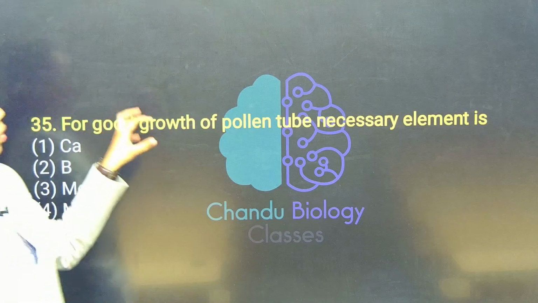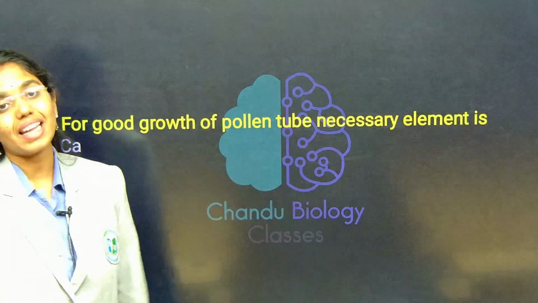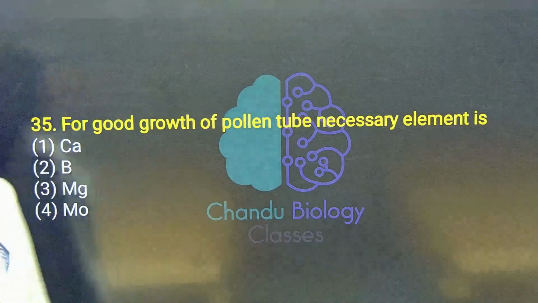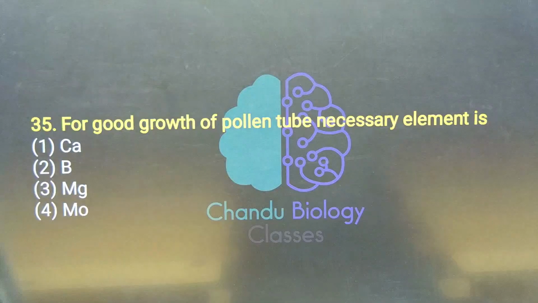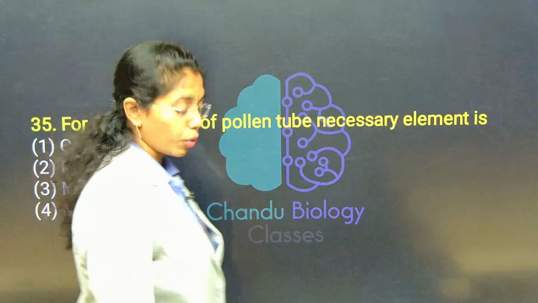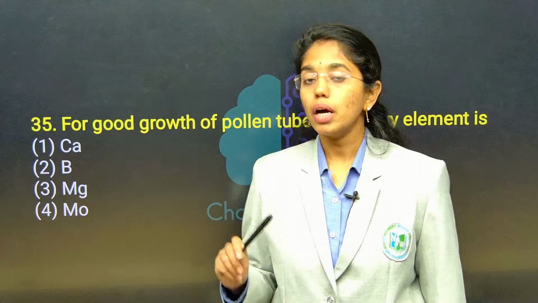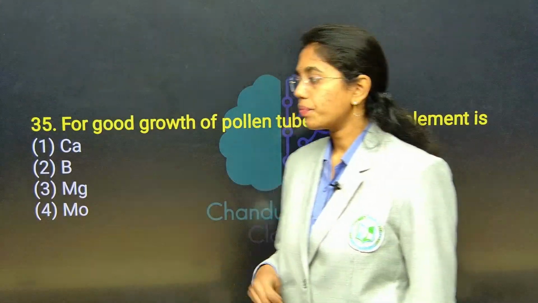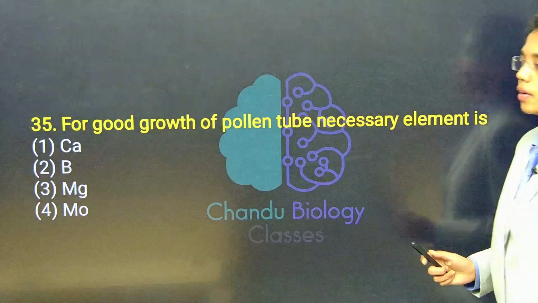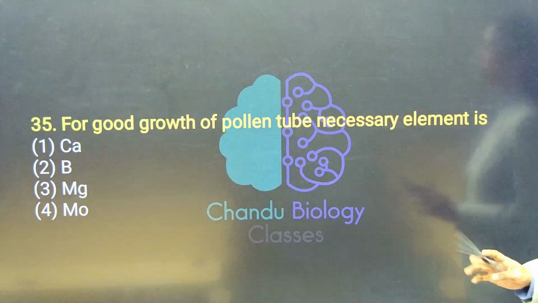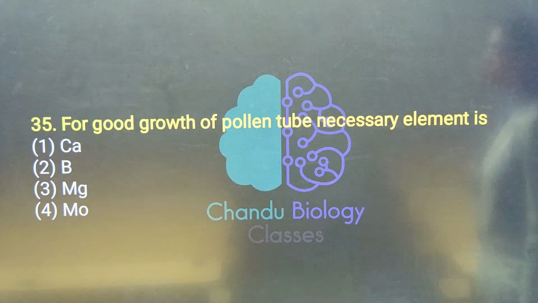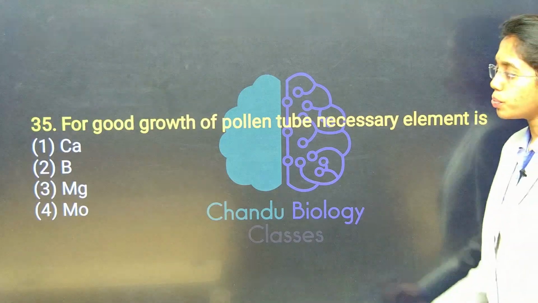For good growth of pollen tube, necessary element. This is from essential elements. Even in in vitro culture of pollen tube growth, we will be using boric acid. Here is the hint. The right answer is option 2, which is boron.